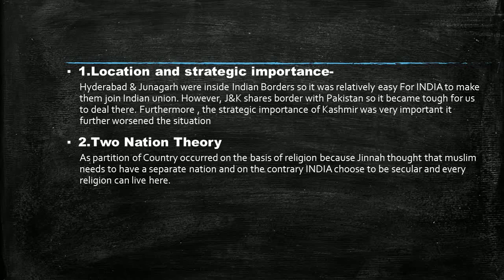Now the second point is the two-nation theory. The partition of the country occurred on the basis of religion, because Jinnah thought that Muslims needed a separate nation. On the contrary, India chose to be secular, where every religion can live. So if Kashmir doesn't go to Pakistan, the very essence of the formation of Pakistan will be violated. On the other hand, if it doesn't come to India, our secular stand will be violated. This led to the conflict.